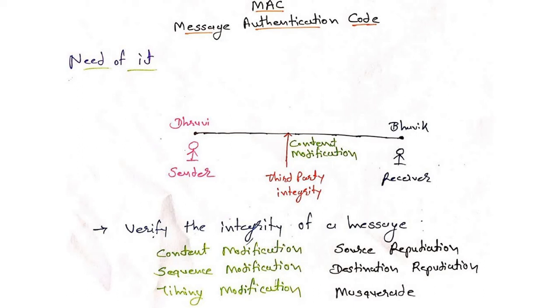So whenever any other user reads that entire paragraph of 10 lines, that user will not be able to extract the original message, or if the user is able to extract it, maybe the user can get the wrong interpretation. Another thing is timing modification. So what is timing modification?